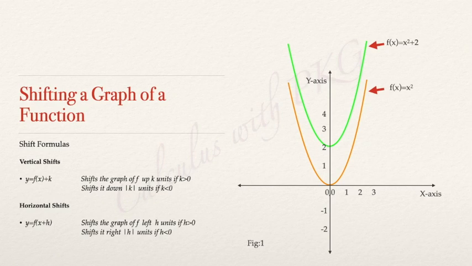Now in the adjacent picture you can see the green color figure is shifted by 2 units up vertically compared to the orange color figure. And if we add minus 2 to the output of the original function, which is x square, the new function will become x square minus 2, and the graph of the function will be shifted down vertically by 2 units.